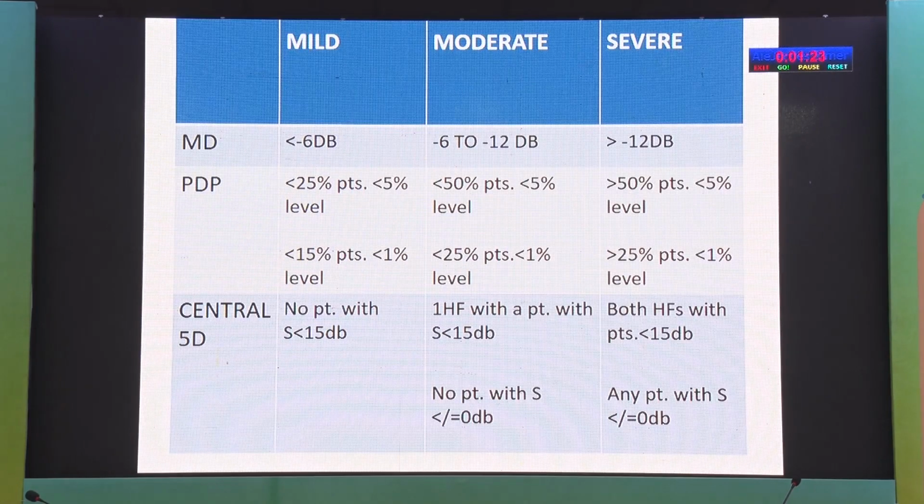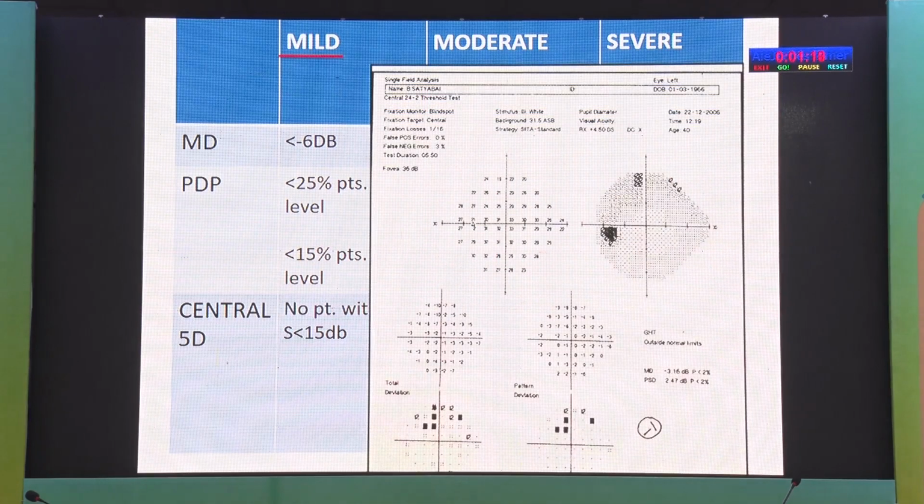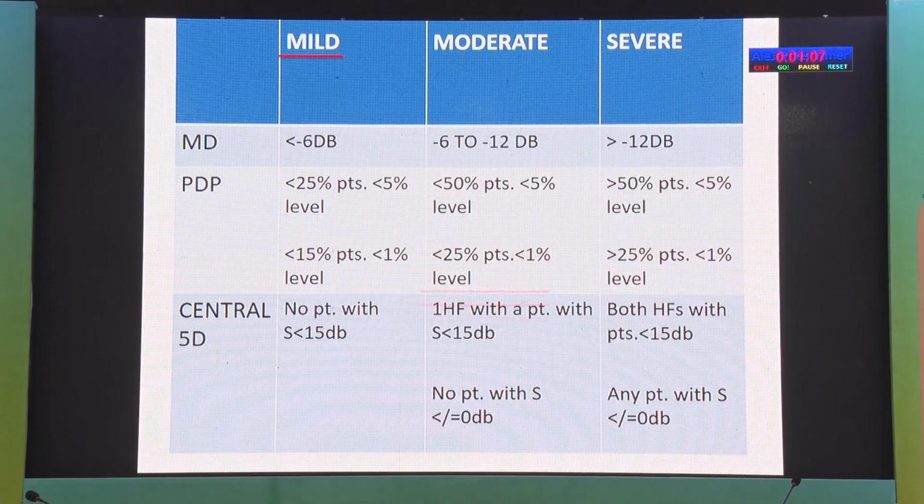We can utilize the glaucoma fields to classify them into mild, moderate, and severe, looking at how bad the central field is looking, how many pattern points are affected in the pattern deviation plot, and what the mean deviation is. Mean deviation less than minus 6 is mild, moderate is up to minus 12, and severe is more than minus 12 decibels.